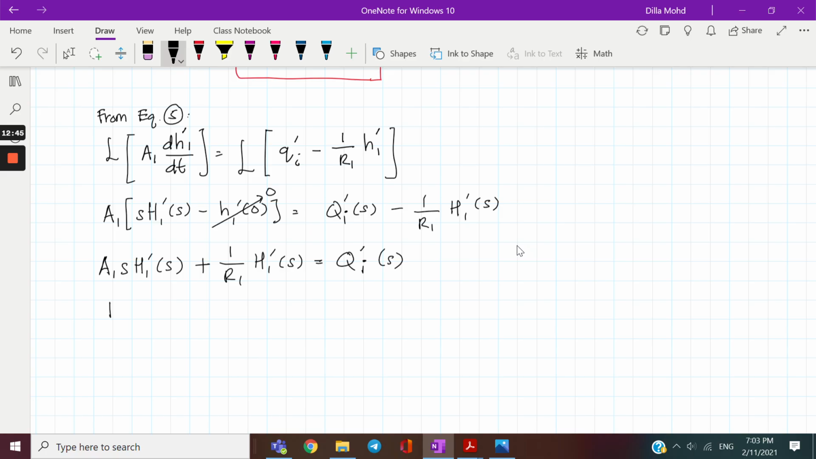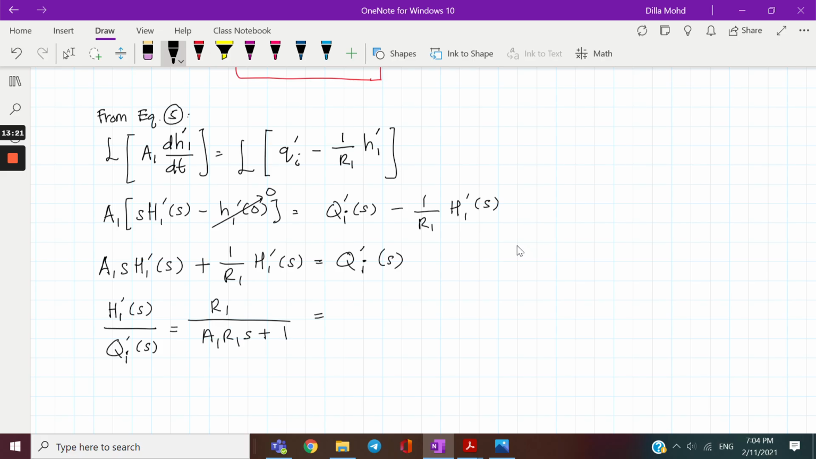So you would have H1, which is basically the output in terms of the transfer function. You have the inflow, Qi, which would be your input, and the result of the inflow is the level in tank number 1. So H1 prime of s over Qi prime of s equals R1 over A1 R1 s plus 1.